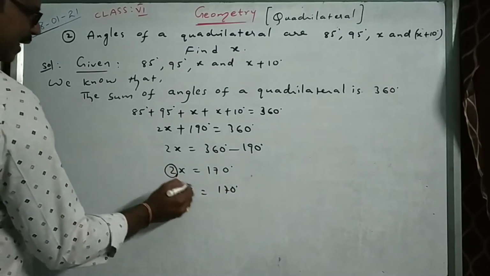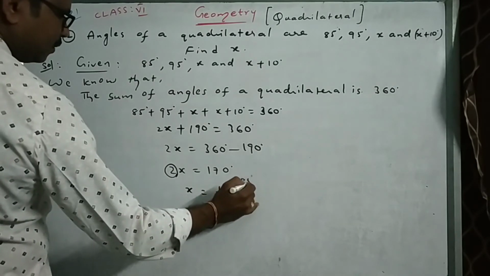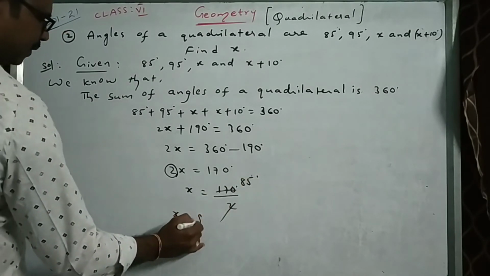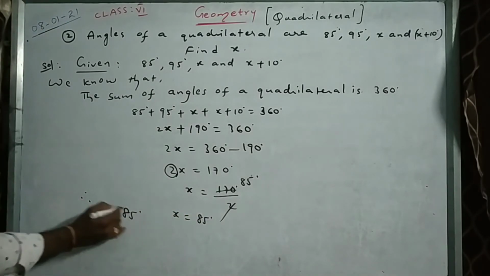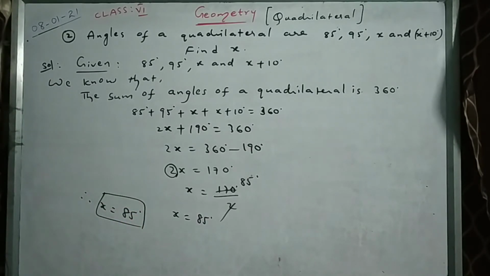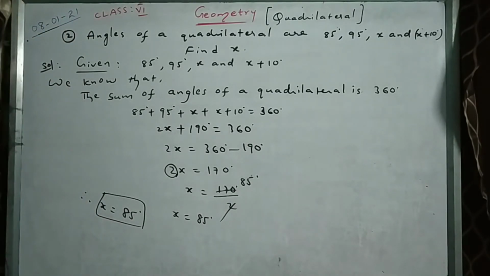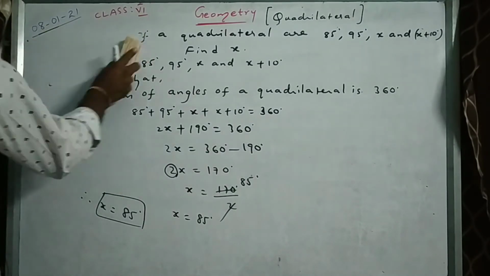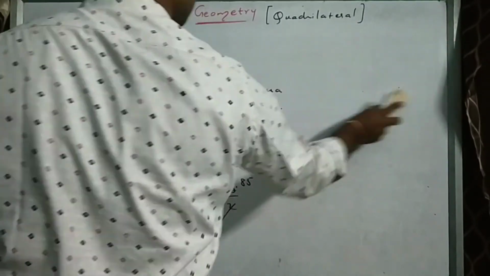The 2 is in multiplication, so send that side by dividing by 2. 2 8s are 16, 2 5s are 10. So x equal to how much? 85 degrees. Therefore, the value of x is 85 degrees by using the angle sum property of a quadrilateral. What is the angle sum property of a quadrilateral? The sum of angles of a quadrilateral is 360 degrees. Next question.